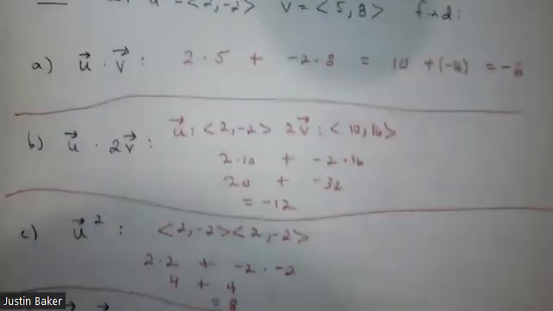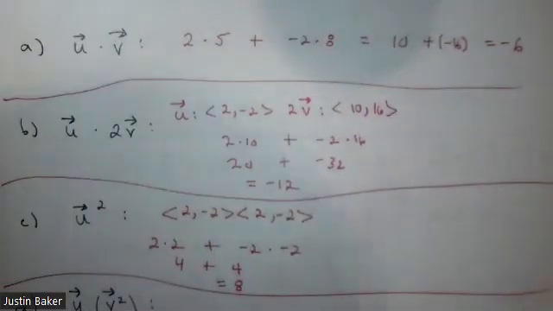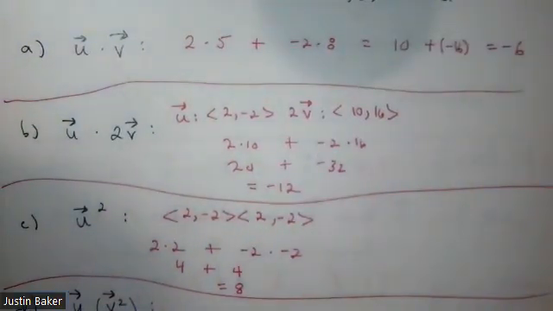For the third one, to find u squared, you're essentially multiplying u times u. So u squared is going to be vector u times vector u. And when you run the process on those ordered pairs, that should come out to be the number 8.